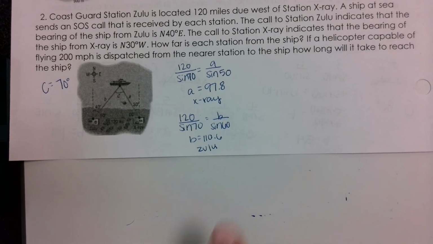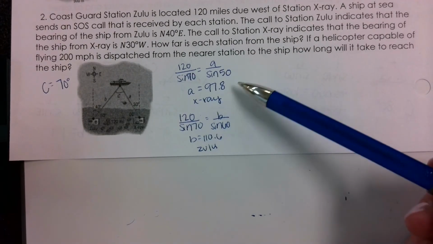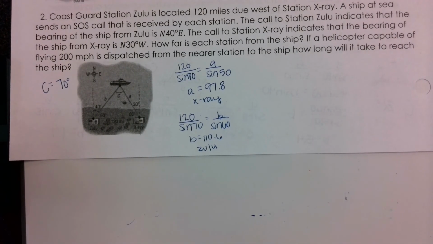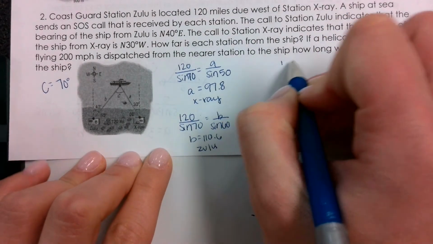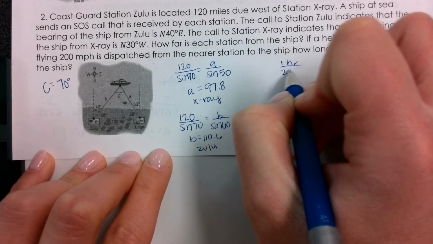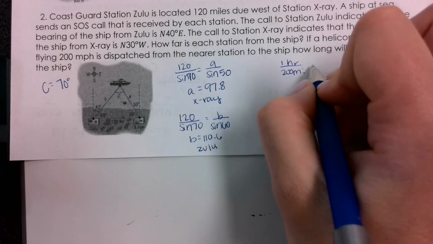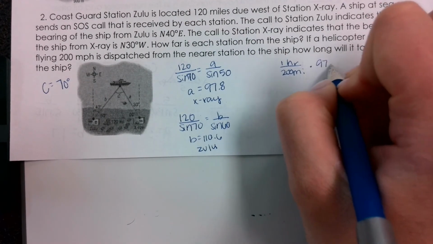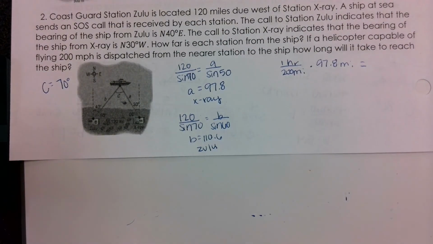So the second part of that question, it says if the helicopter is capable of flying 200 miles per hour and is dispatched to the nearer station, how long is it going to take to get there? So which one is nearer, X-ray or Zulu? X-ray. So we got to figure out how long it's going to take to get there. So it goes 200 miles per hour. This is kind of like those train tracks that we were doing earlier. So we know that in 1 hour, it's going to go 200 miles. And our measurements are also in miles, so we don't have to convert much. Let's do times 97.8 miles. And that's going to tell you how many hours it's going to take. So basically, you're just doing 97.8 divided by 200.